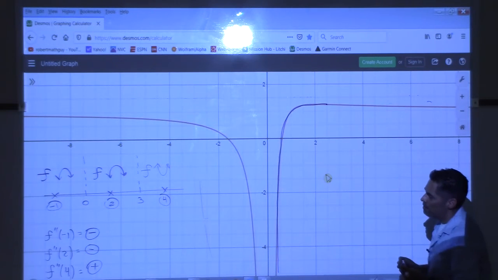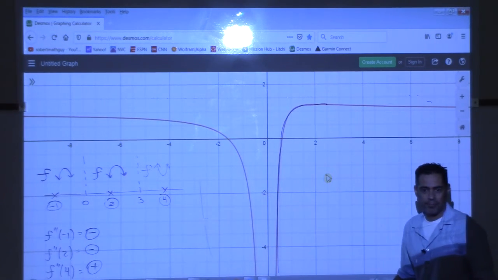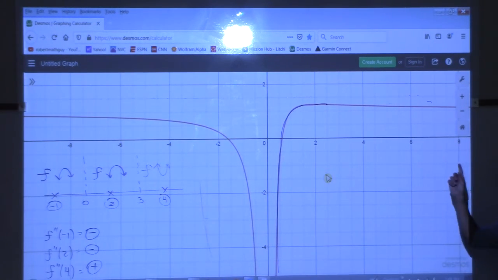And then to the right of 3, I'm supposed to look like what? A smile. Now that's hard to see. It's hard to see that that's a smile. But it is. There is a change in concavity there.